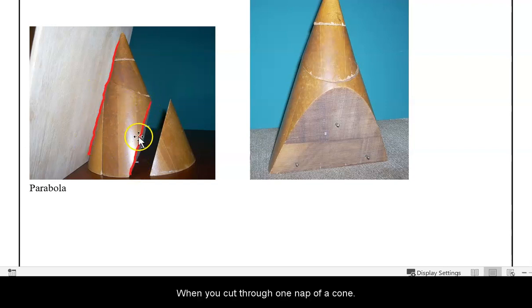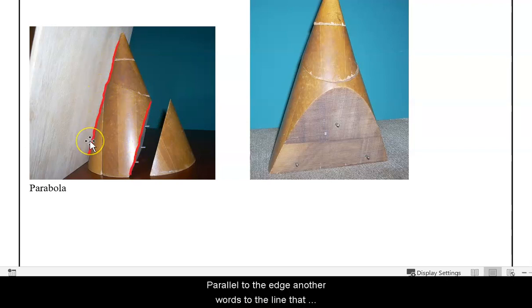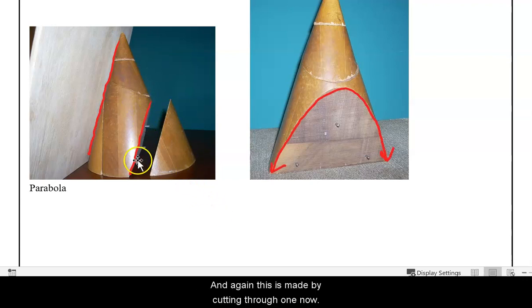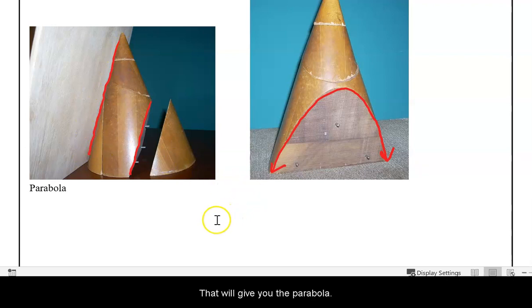When you cut through one nap of a cone parallel to the edge, in other words, to the line that produced that cone, you will get a perfect parabola, as you can see here in the cross section. Let me outline the parabola for you now. There is the parabola right there. And again, this is made by cutting through one nap at the same angle as the line that produced that cone. Now, that will give you the parabola.